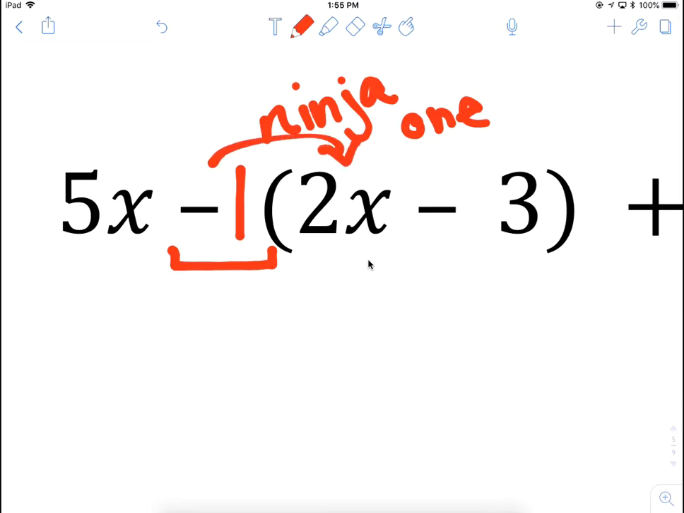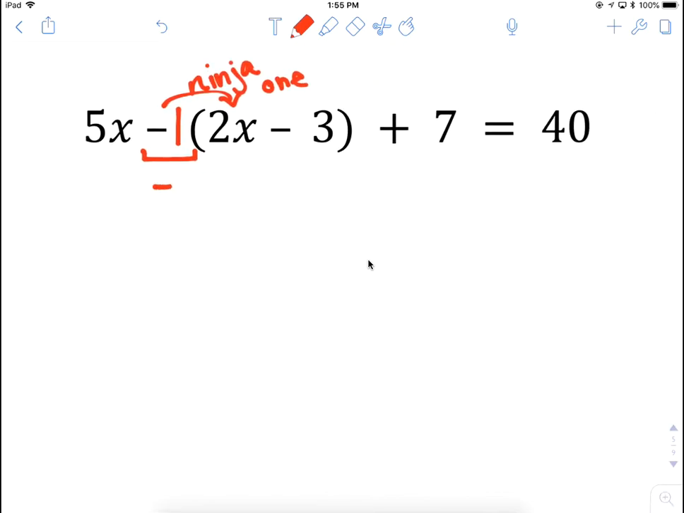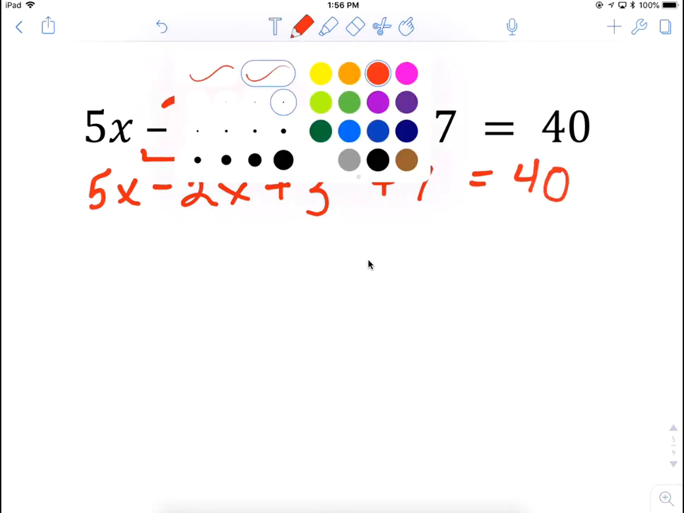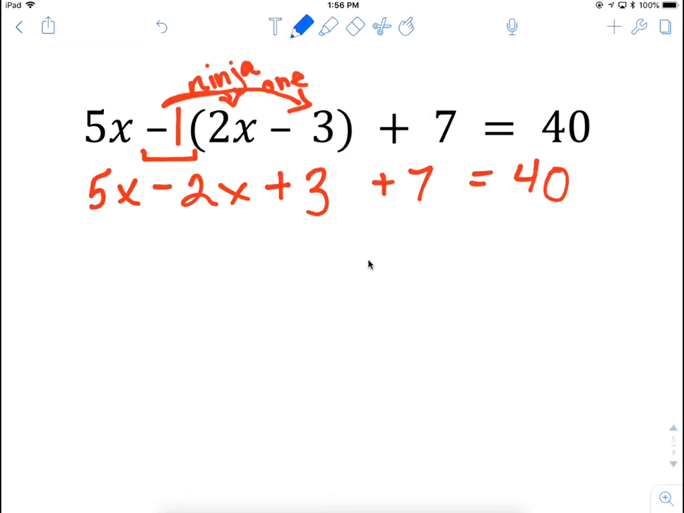Negative 1 times 2x. That's going to give us negative 2x. And a negative 1 times another negative. That's going to make a positive 3. Again, 5x didn't do anything yet. 7 didn't do anything. And neither did the 40. So what's our second step? We're looking for things to combine. I see 5x's and a minus 2x. 5 minus 2, we probably don't need a calculator. That's going to give us 3x's. 3 plus 7, not the 40, just 3 and 7. Probably don't need a calculator. That's going to give us 10.